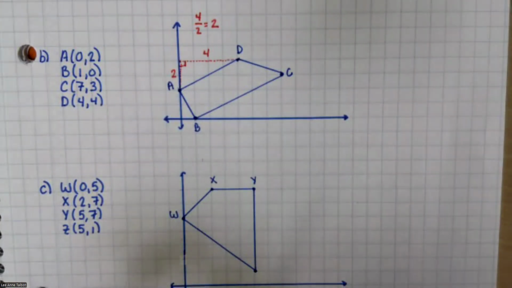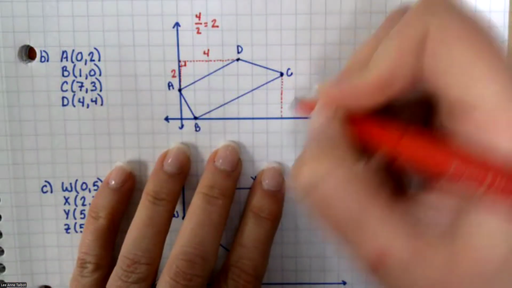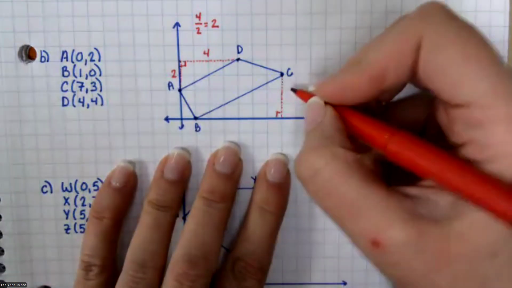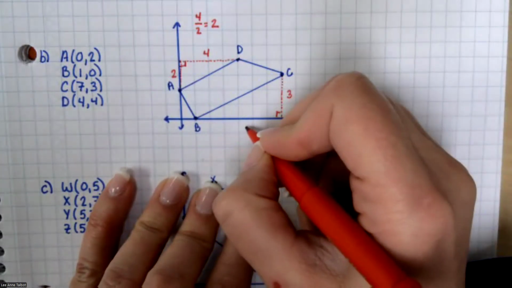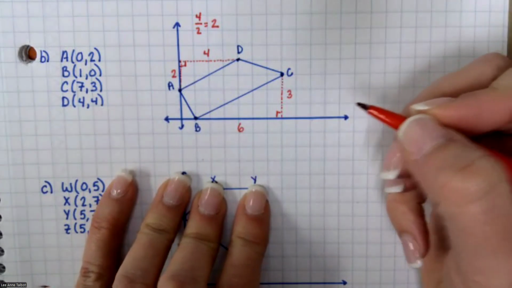Now I'm going to check to see if the slope of this piece is the same. This is 3. Did I just do that backwards?